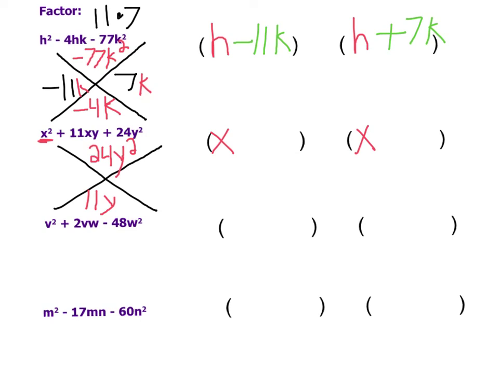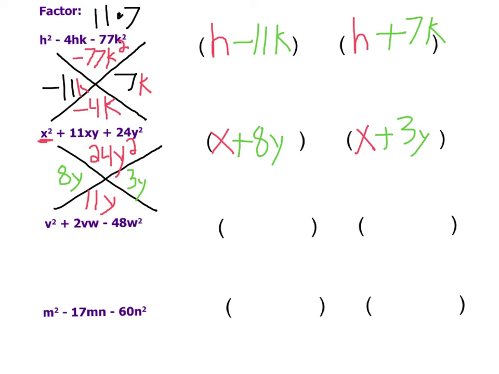I know that 8 multiplied to 3 is 24, and if I add 8 plus 3, I get 11. The only thing I'm missing here is the variable y. Let's check it. 8y multiplied to 3y is 24y squared. 8y plus 3y equals 11y. I've got it. And they're all positive, so that made it much easier. There you go.